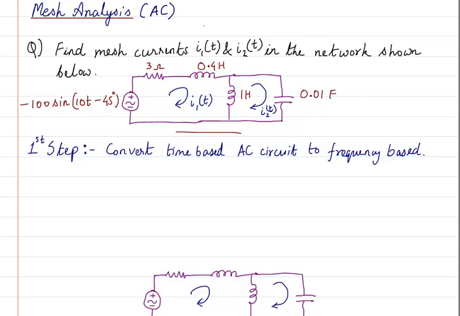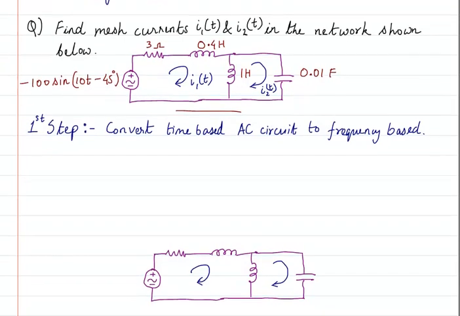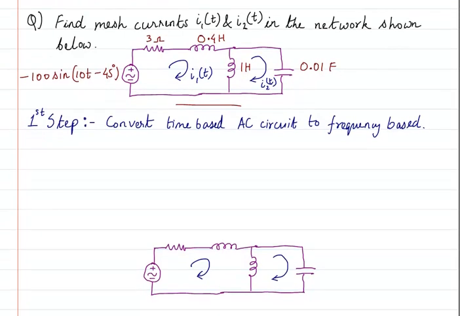So what is the question? Find the mesh currents I1 and I2 in the network shown. The network is given and we have to find them. Now the first step is we have to convert this circuit, which is in time domain, to the frequency domain. Frequency domain means we have to convert all the values into complex values. Then only we will be able to solve.